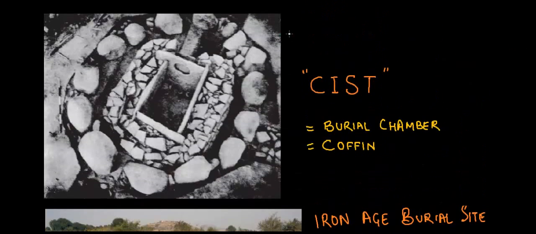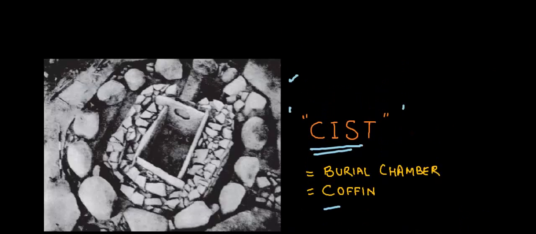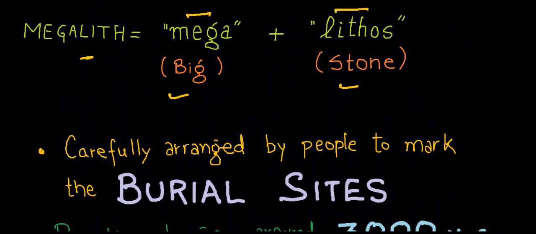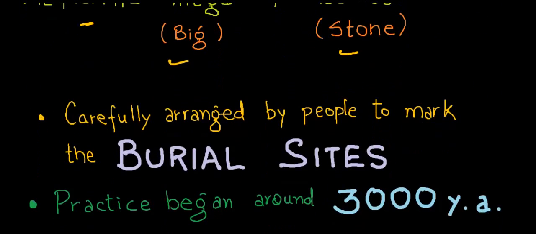And similarly, this is also a burial site. Actually, these burial sites, or this kind of a pot, is called a cist. Cist literally means a burial chamber or a coffin that we use in today's world. So let's see what these burial sites are. They're carefully arranged by the people to mark the burial sites. And burial sites are the places where dead people are buried.